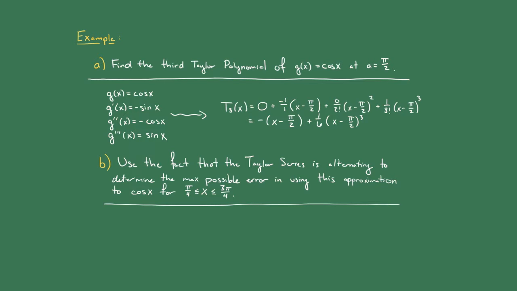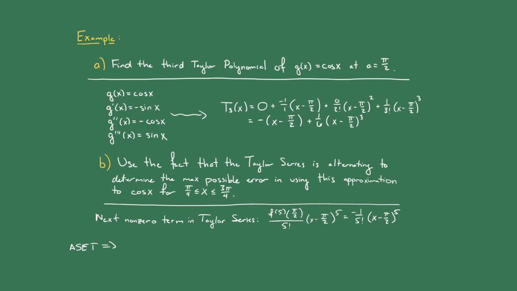Therefore, the error in approximating cosine of x by this third-degree Taylor polynomial is bounded above by the absolute value of the next non-zero term of the Taylor series. If you calculate the next few terms, you'll find that the next non-zero term is the fifth-degree term, which is negative 1 over 5 factorial times x minus pi over 2 to the fifth.